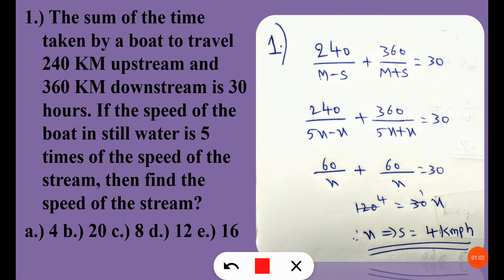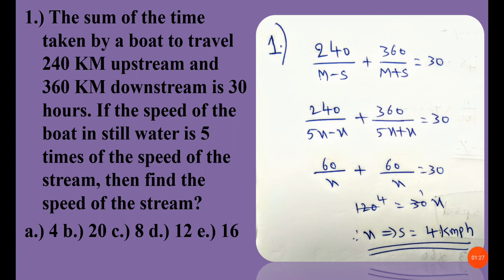It was given that speed of the boat is 5 times more than the speed of the stream. So let us consider the speed of the stream as x and speed of the boat becomes 5x. So 5x minus x equal to 4x, 5x plus x equal to 6x. After all the cancellation we get the stream speed as x equal to 4 kmph. I hope you understood the first problem.